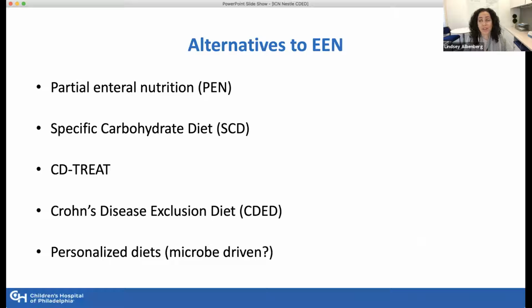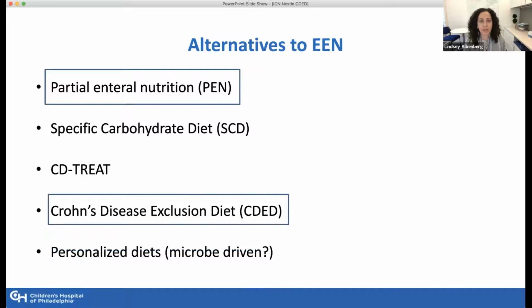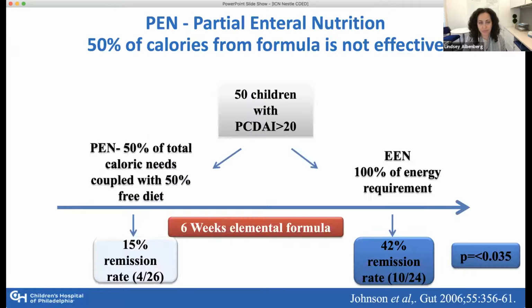So what are the alternatives? So there's partial enteral nutrition, which Jim mentioned, and I'll talk about a little bit more. The specific carbohydrate diet, which Jim and I could give a separate talk on, but will not be the focus today. CD Treat, which Jim mentioned. The Crohn's disease exclusion diet, which I'll also talk about today, and also precision nutrition or personalized microbe-driven diets, which I really hope will be the future, but we'll talk a little bit more about PEN and CDED.